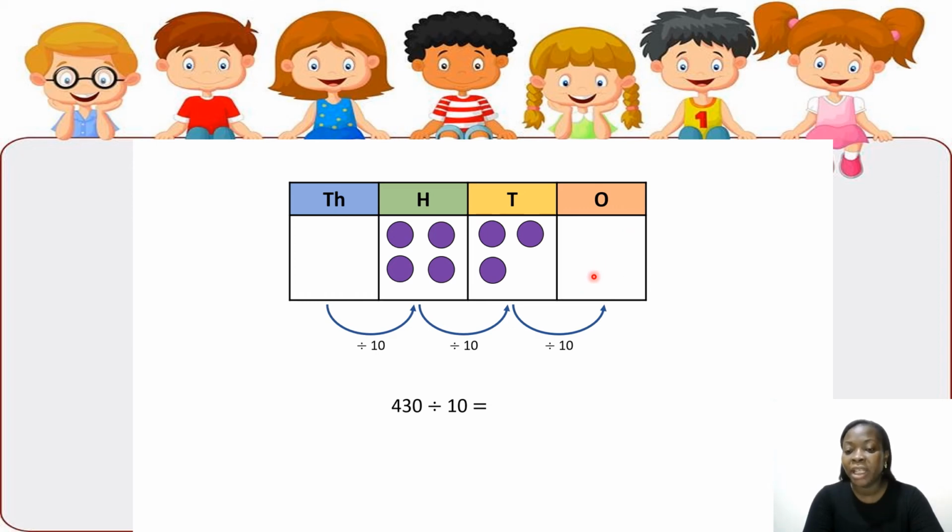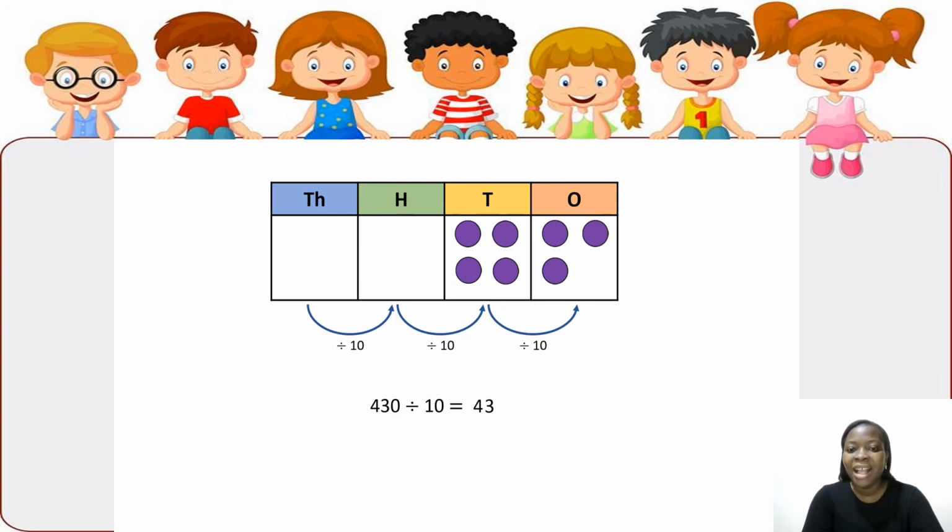Remember, we are dividing by 10. So we are going to move each counter one column to the right. So my tens column, I have 3 tens, so I'm going to move them one place to the right. It proceeds to the ones. My hundreds column, I have 400, so I'm going to move it one column to the right, and that goes to the tens. Let's see what this looks like in the next slide.